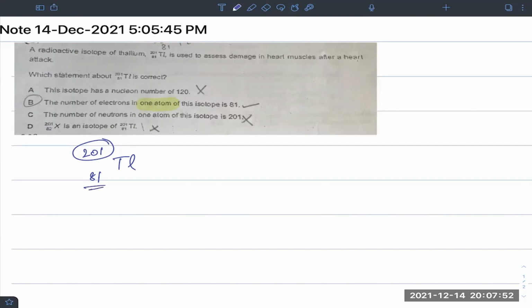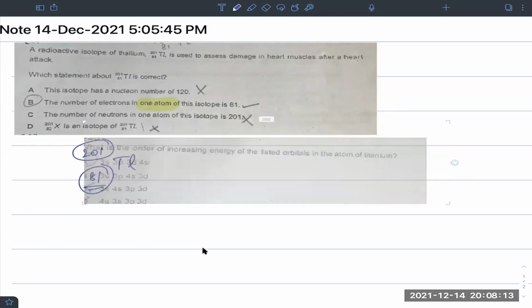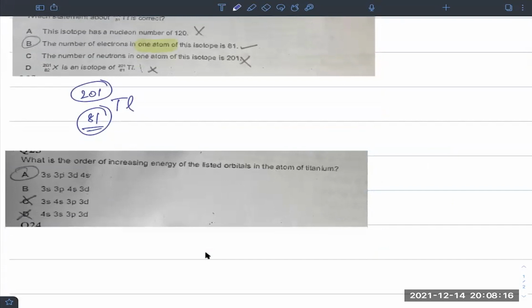The number of neutrons in one atom is 201. That's wrong because 201 minus 81 will give us the neutrons. And 201 82 is an isotope. That's wrong because in an isotope, the proton number cannot change, only the mass changes, which is why that will be the answer.